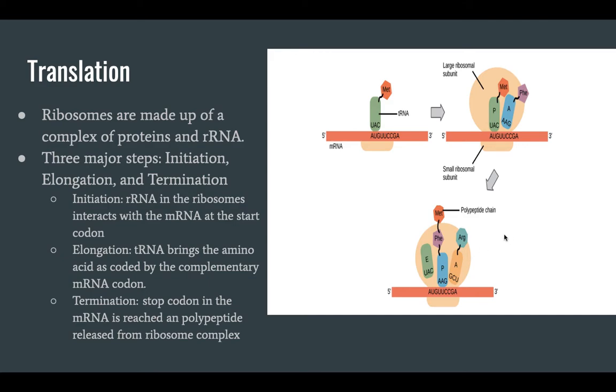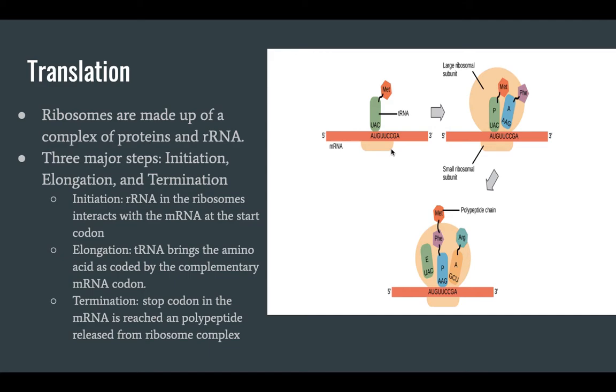As you can see here, the start codon is AUG, and the complementary sequence, this is the tRNA molecule, has an anticodon, which is complementary to the start codon, and that anticodon is UAC. So the tRNA interacts with the mRNA and the small ribosomal subunit.